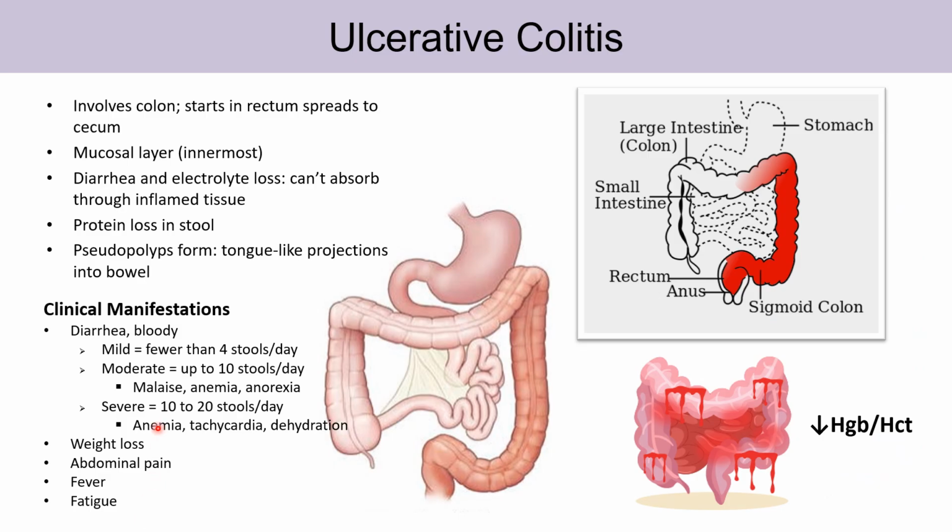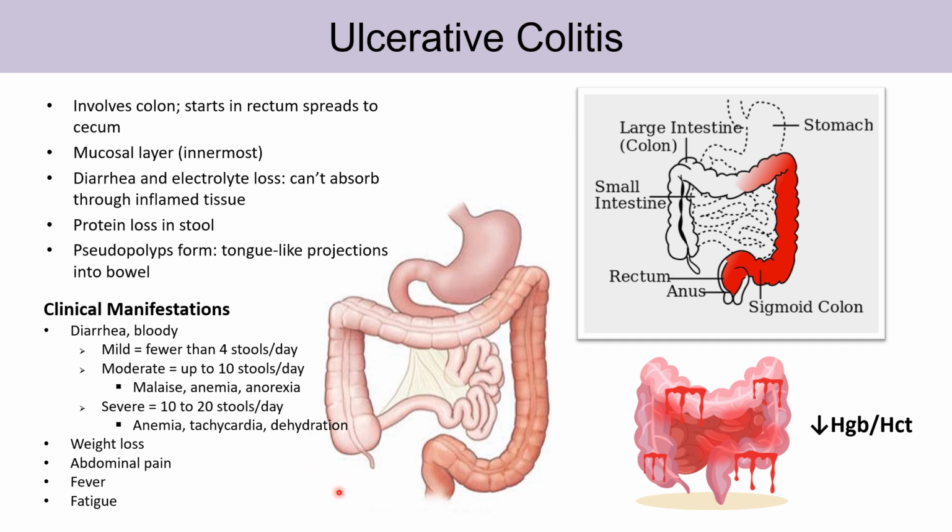Then here we have ulcerative colitis. Ulcerative colitis only involves the colon. It starts in the rectum and spreads to the cecum, which is the other end of our colon. So there is a lot of diarrhea and electrolyte loss because, like I mentioned before, the colon just can't do its job through inflamed tissue. If a patient has ulcerative colitis very bad, it starts down here, just a couple inches, but it slowly will make its way until it covers the entire colon.